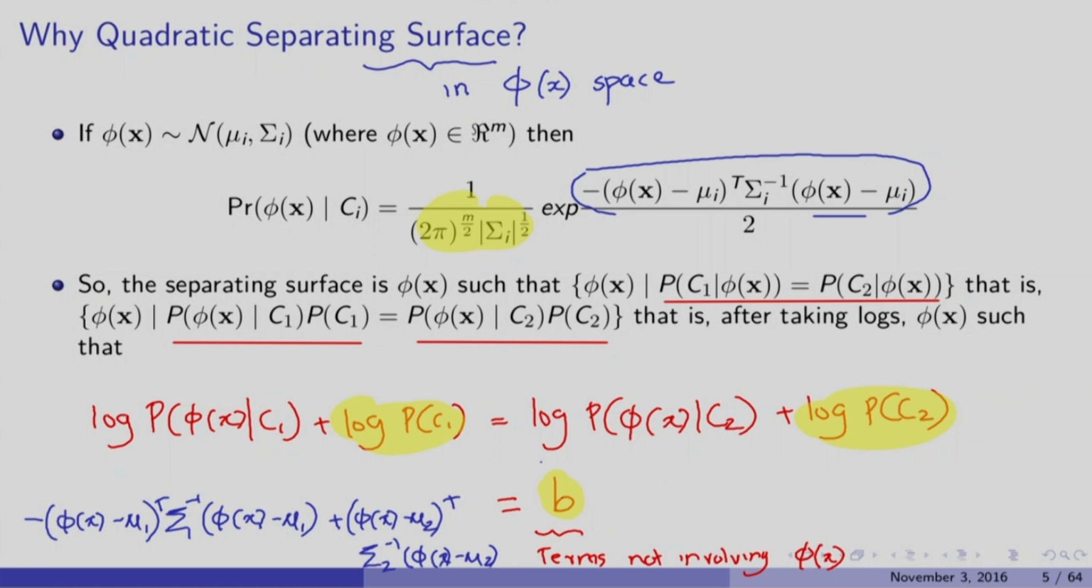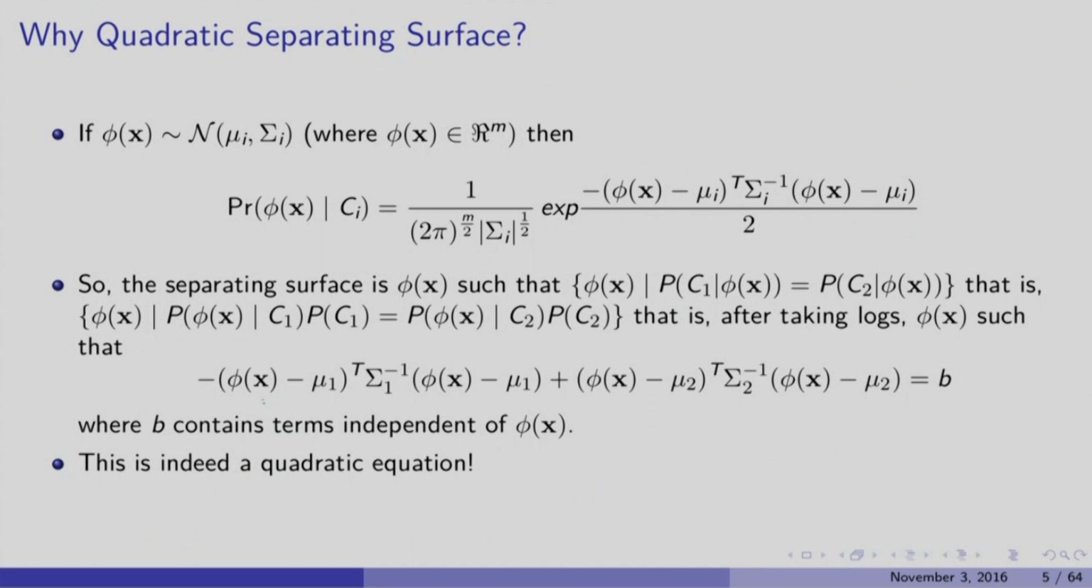This term on the left hand side cannot be significantly simplified, and even after simplification, as long as sigma 1 does not equal sigma 2, it will remain quadratic in phi x. Thus overall you would expect the separating surface to be quadratic. So we get this equation which is quadratic in phi x.